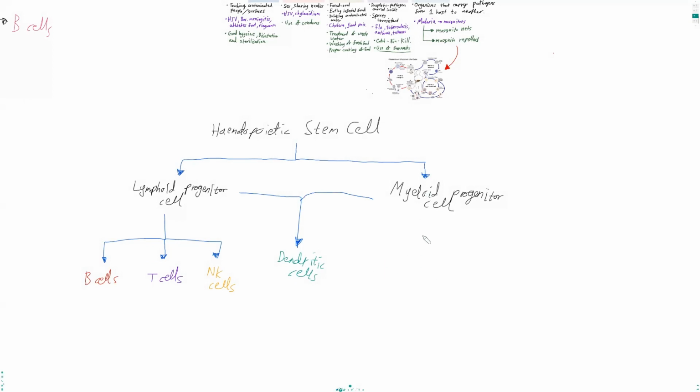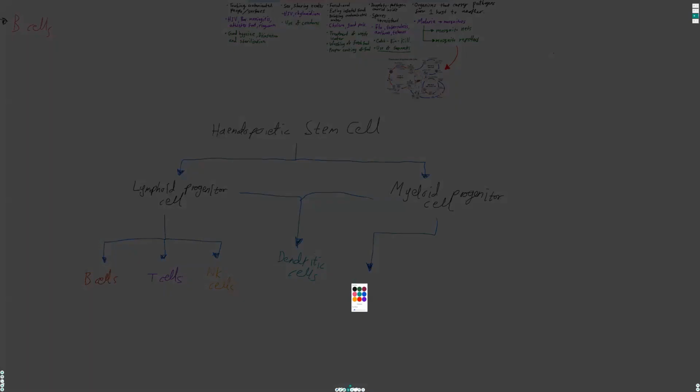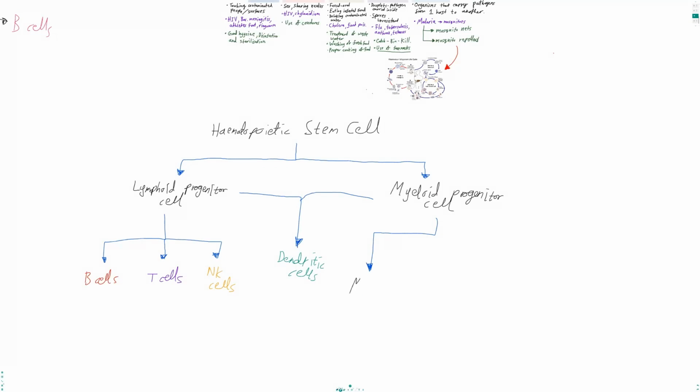But now moving on to myeloid specifically. Myeloid progenitor cells can develop into one of many different types of cell. First up, we have the myeloblast. I think it's called myeloblast.